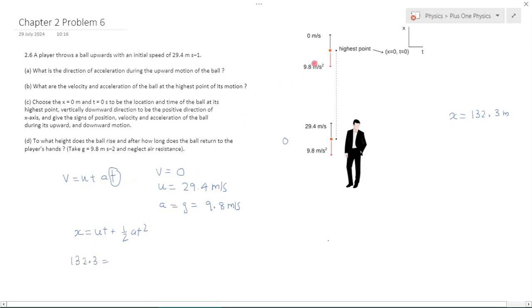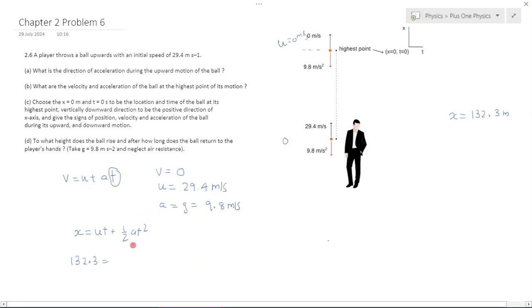And u means the velocity at which the ball is trying to come back. There are two parts. One is the ball coming from the hand to the highest point, and then from the highest point to the hand. When considering the highest point, the velocity of the ball is 0. At that point we take u equal to 0 meters per second. These are two cases that add up to the complete picture of the problem.